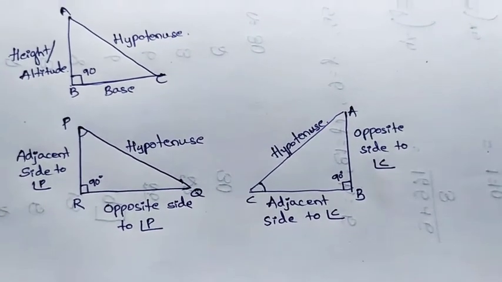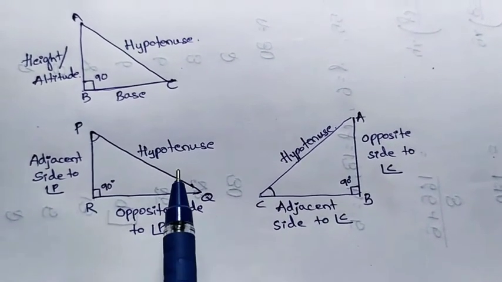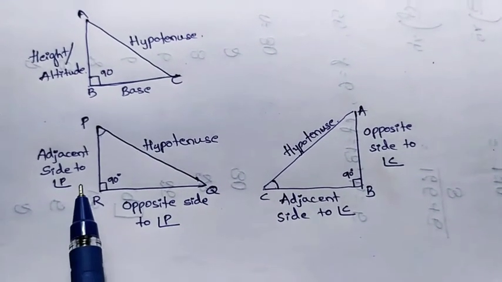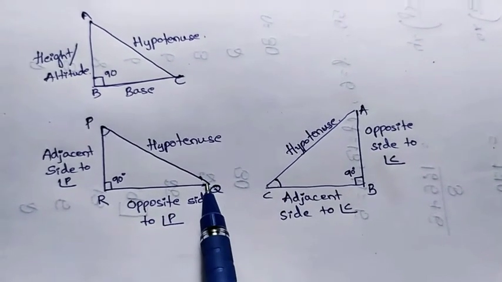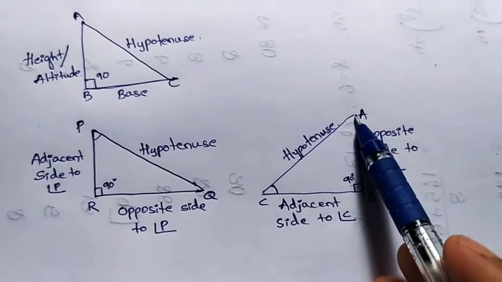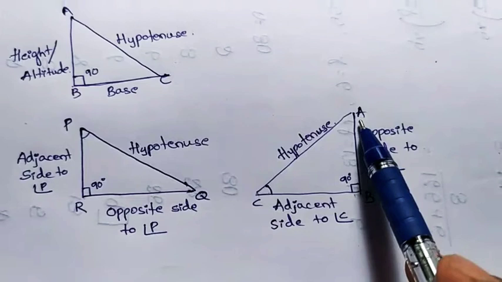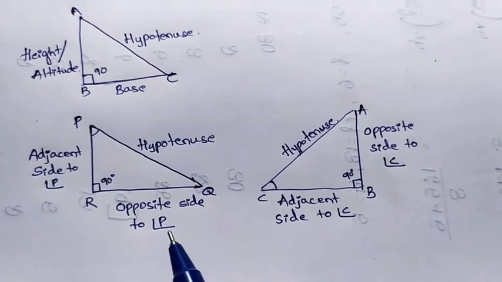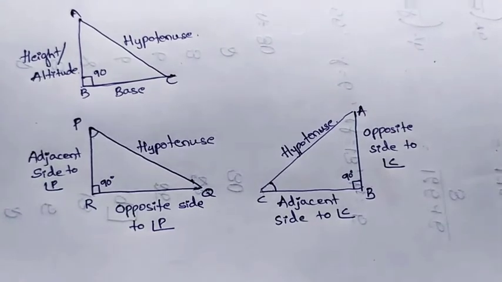Understood? So you can take any one angle other than 90 degrees, and for that angle you have to take one adjacent and one opposite. If I take Q, then opposite will be PR and adjacent will be RQ. If I take A, then opposite will be CB and adjacent will be AB. So these are the relations about adjacent and opposite sides along with a single angle.